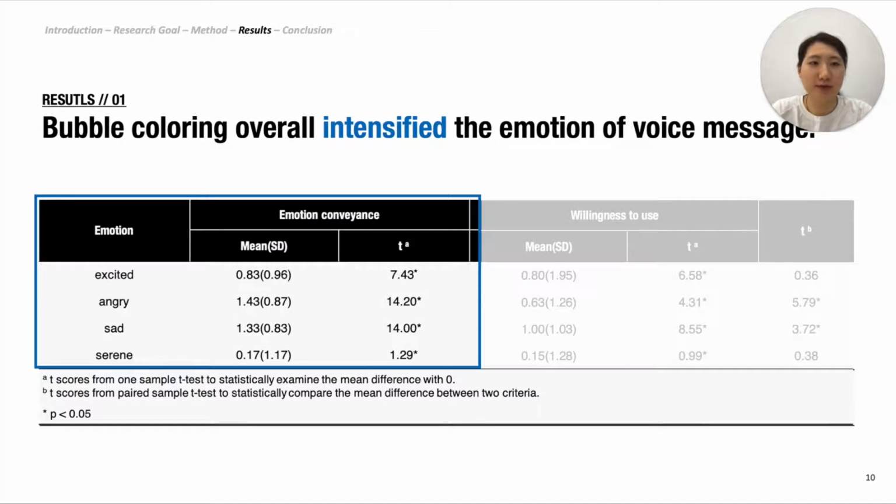Now come to the result part. So firstly, we performed a 1-sample t-test to examine whether the score of emotional conveyance was different between the colored bubble and the default version. From the analysis, all mean difference was significant, indicating that the emotional conveyance was overall intensified.